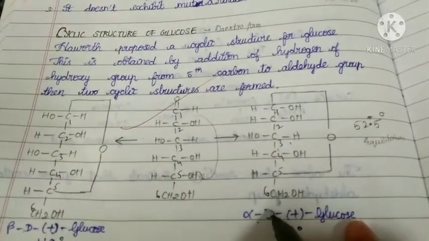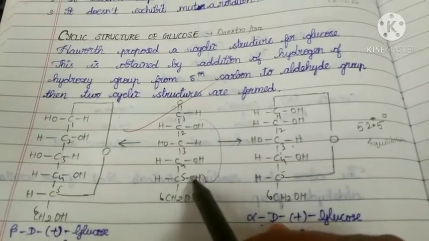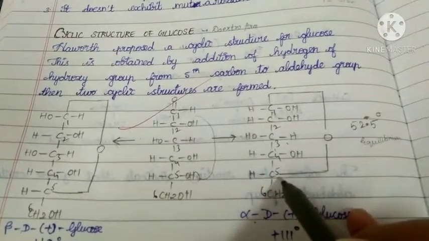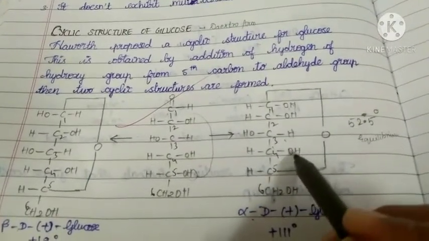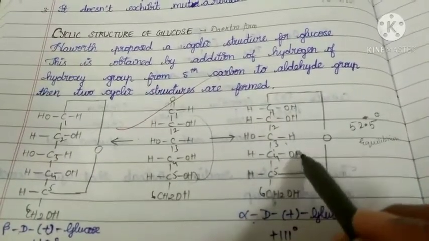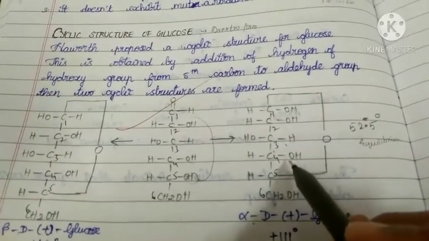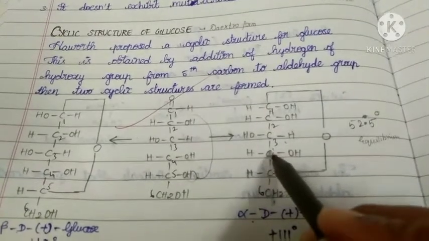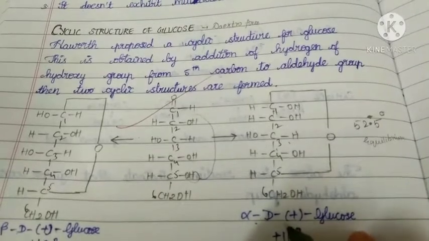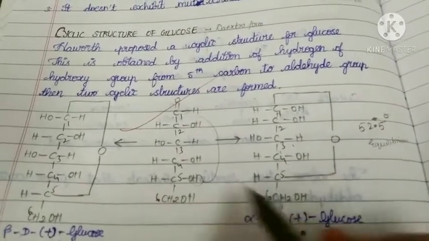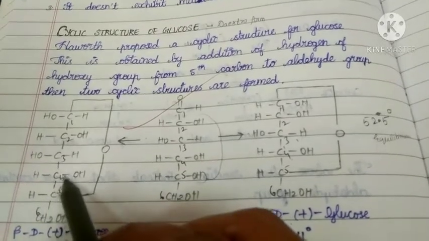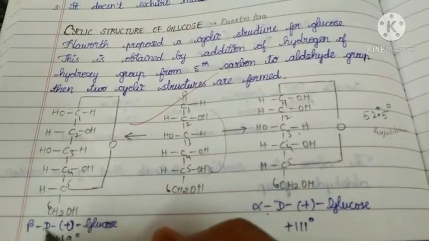Why here D? Because this is the highest stereogenic center. If you observe this structure, then this will be the highest stereogenic center, not this one, because this is involved in bonding. Here the OH group is present on the right side, so on the highest stereogenic center, if the OH group is present on the right side, that will be what? D. If the OH group is present on the left side, it is L. Here also the OH group is present on the right side, so that will be D.